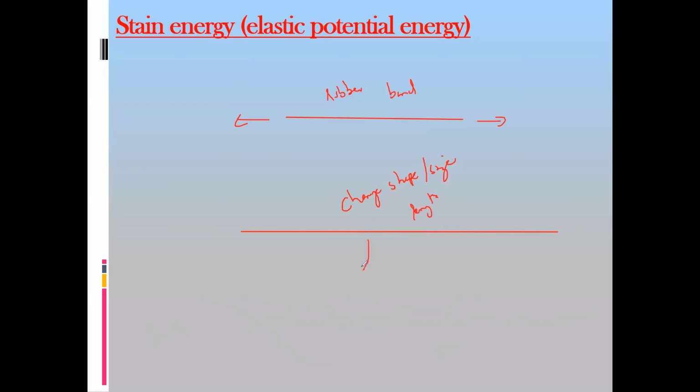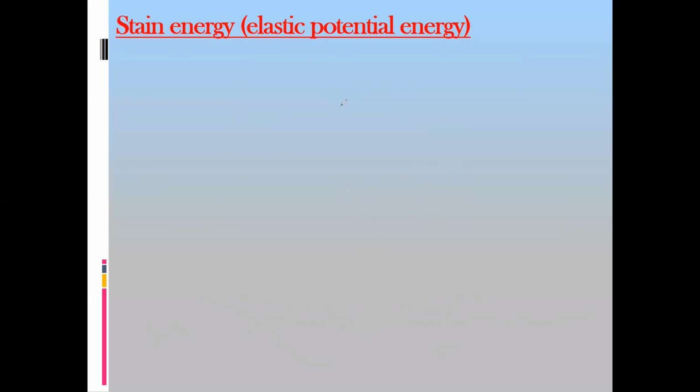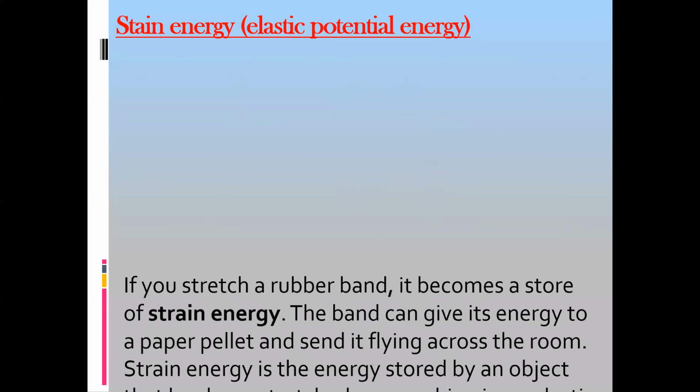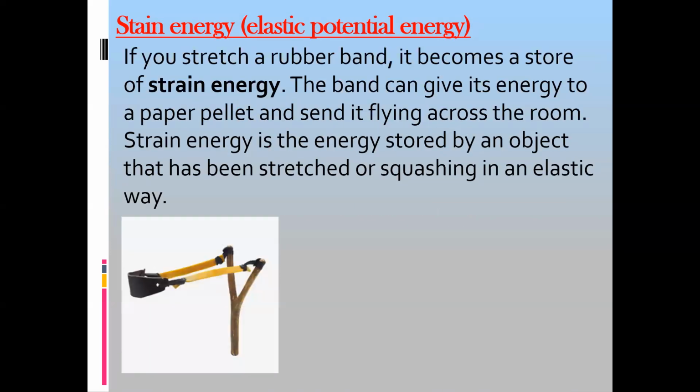And which form of energy does it store? We call it stored elastic strain energy. So whenever an object stores energy due to deformation, change in length, shape or size, it will have elastic strain energy. For example, a catapult.